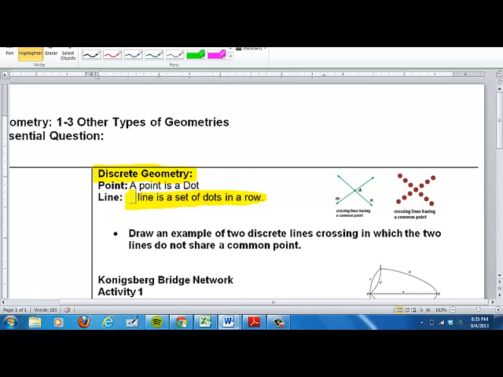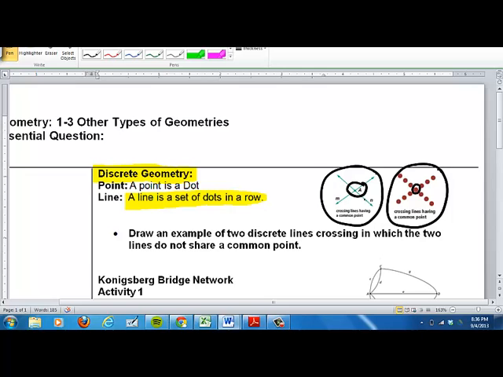If I look at this example right here, this is an example in Euclidean geometry of two lines intersecting. You'll notice that they intersect at one point, in this case point A. However, these two lines are in discrete geometry, and when they intersect, in this case they do intersect with one point that they share. However, with discrete geometry, lines are not dense. There's space between the points within a line, whereas in Euclidean geometry, they are dense.